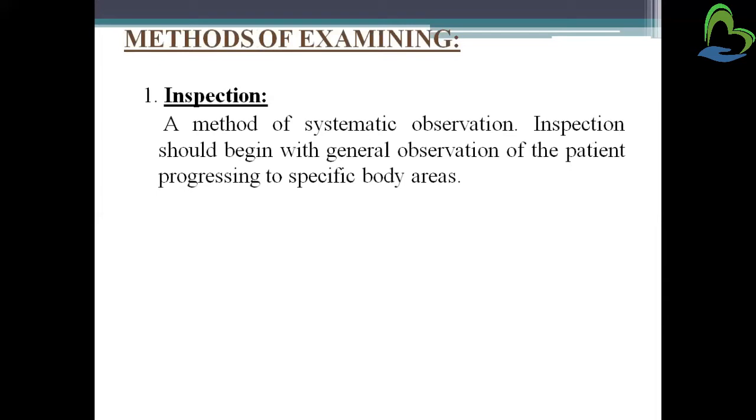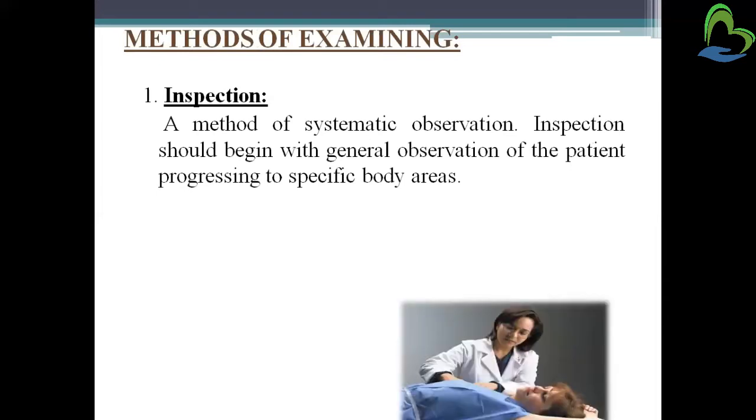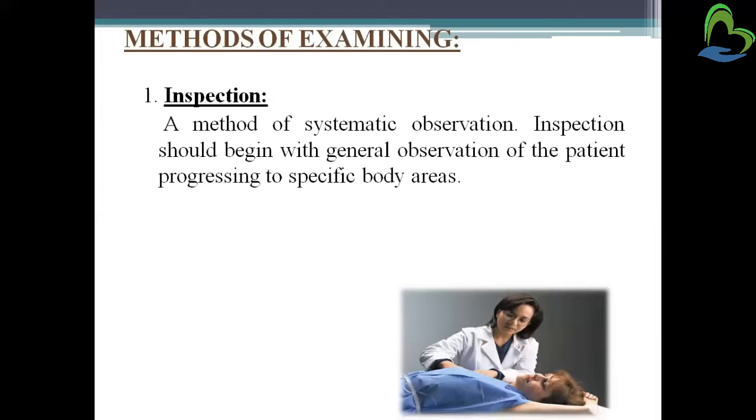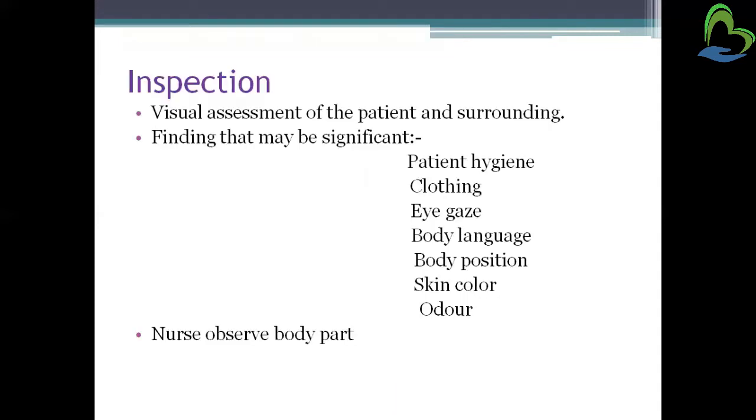Then we will see the methods of examining the patient. The first and foremost method is inspection, a method of systematic observation. Inspection should begin with general observation of the patient, progressing to the specific body areas. When the patient enters the ward, OPD or emergency room, your observation should start from there. So what is inspection? What are we going to look for in this method?